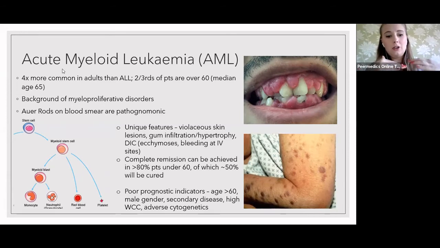Generally, you can achieve remission, which is where we've made the cancer so untraceable. It's not cured, but it's controllable, so to speak, in most patients under 60, and we'll cure about half of these, but generally the older the patient is, the less likely it is we're going to cure them. So poor prognostic markers include being a man, being over 60, it being a secondary disease, so secondary to a myelodysplastic or myeloproliferative disorder, having a high white cell count, and having adverse cell markers. We've not gone into the different types of markers because it's just too much depth.